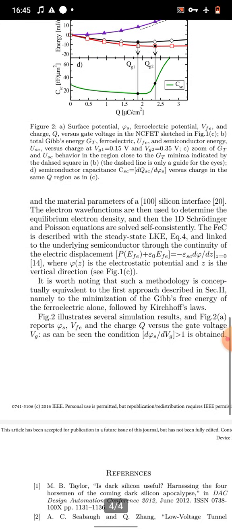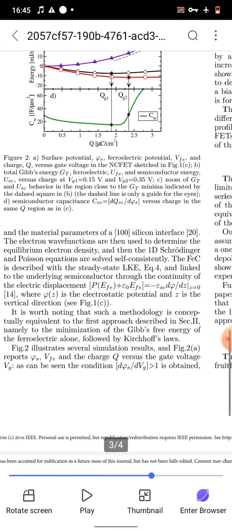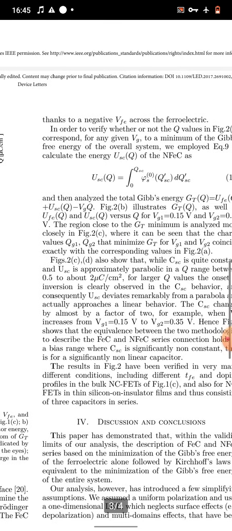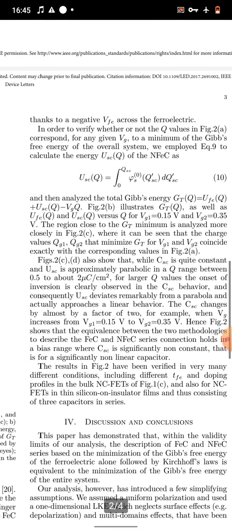yes, it's worth noting that such methodology is conceptually equivalent to the first approach described in section 2, namely the minimization of the Gibbs free energy of the ferroelectric alone, followed by the Kirchhoff law. And thanks to negative VFE across the ferroelectric, in order to verify whether or not the Q values in figure 2 correspond for any given Vg to a minimum of the Gibbs free energy of the overall system, we employed equation 9 to calculate the energy.